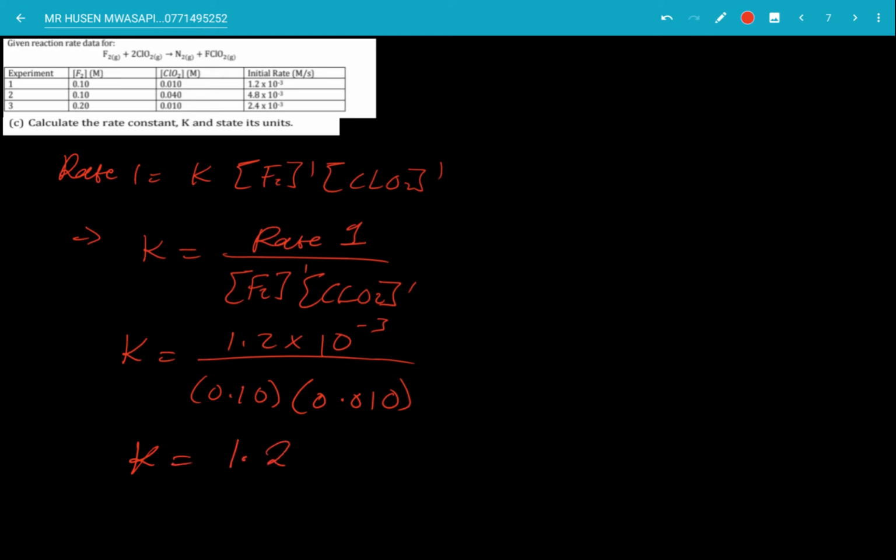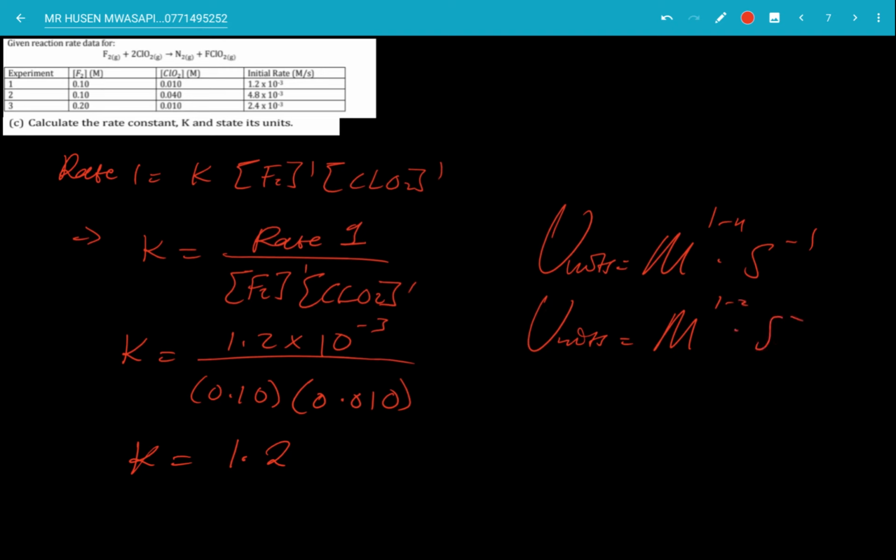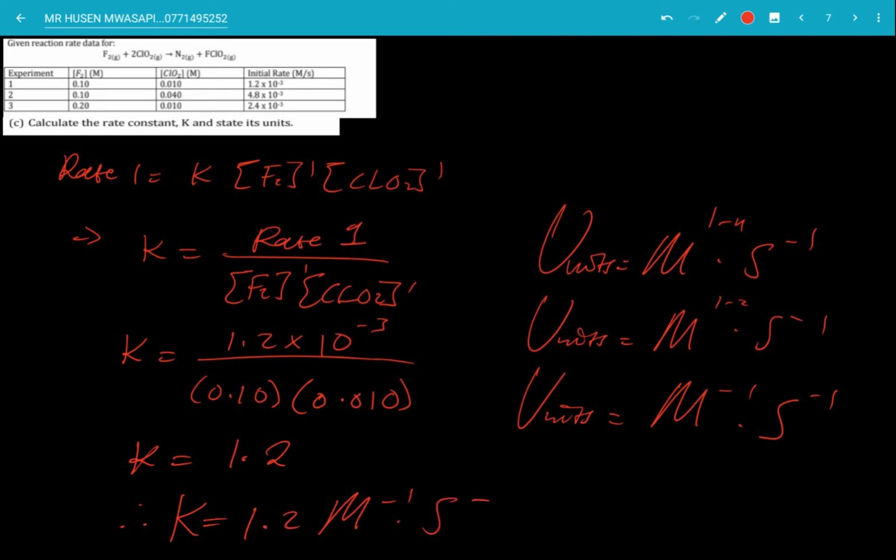But since we also need the units, remember the units, we said M to the 1 minus n times s to the minus 1. The overall order is 1 plus 1, because you have to add x plus y. So you get the units to be equivalent to M to the 1 minus 2 times s to the minus 1. So you get the units to be M to the minus 1 times s to the minus 1. Therefore, you have k being equal to 1.2 M to the minus 1 times s to the minus 1. That's the final answer.